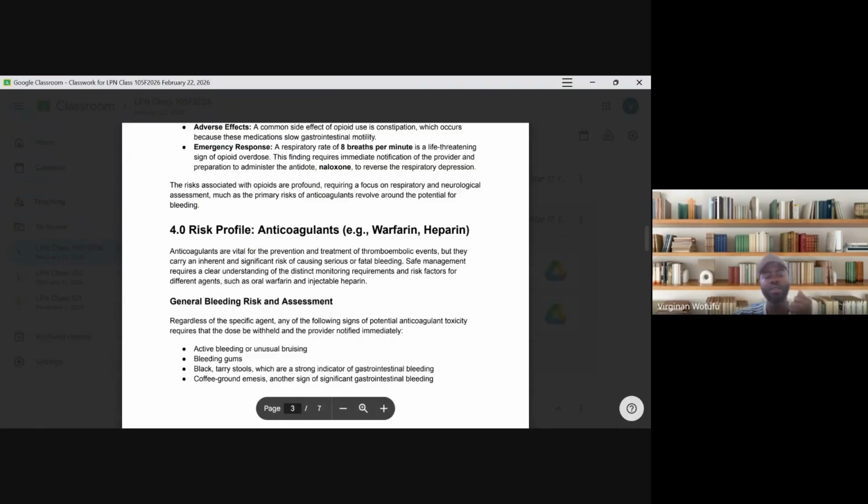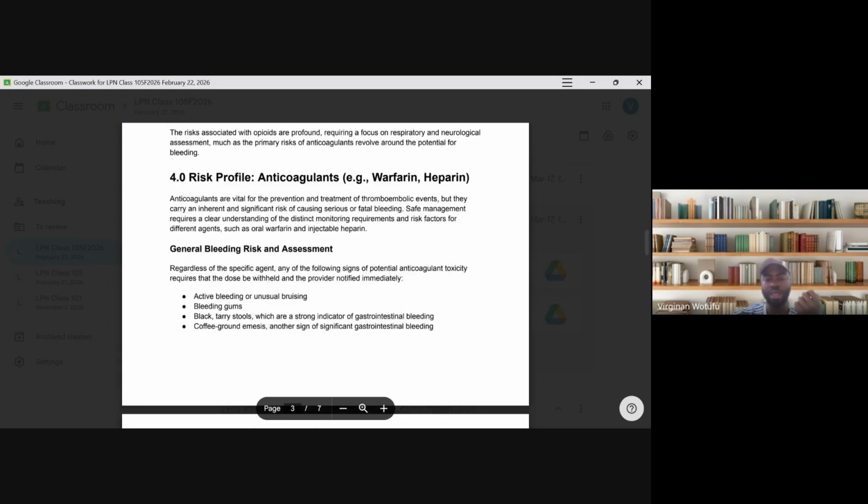The next is bleeding gums. Does the patient have bleeding gums? You check for signs of GI bleeding, like black tarry stools and coffee-brown emesis. Okay. So you perform these assessments. These are the assessments you perform before administering high-risk medications like these anticoagulants. Okay.